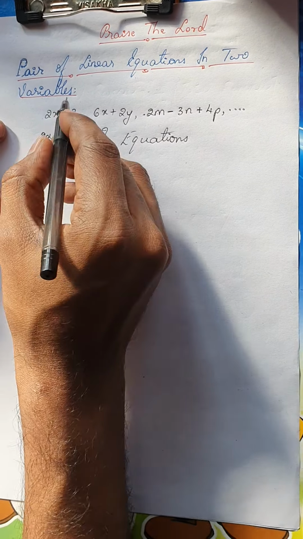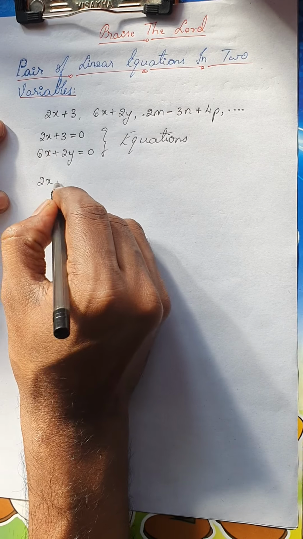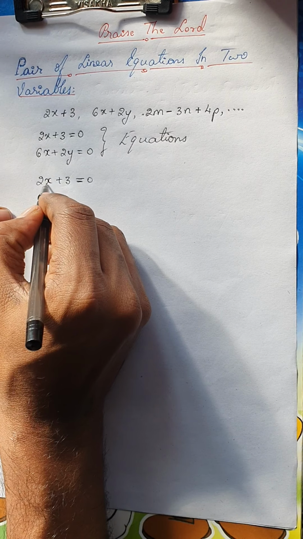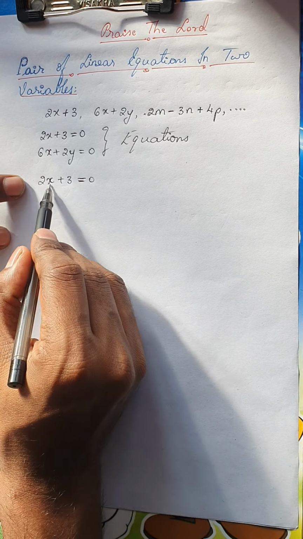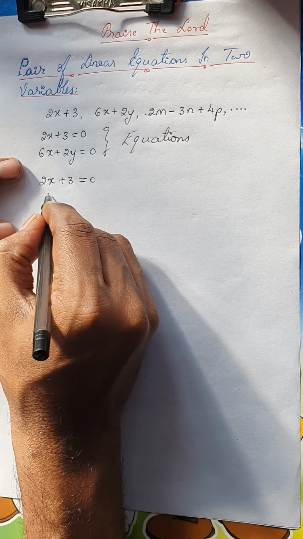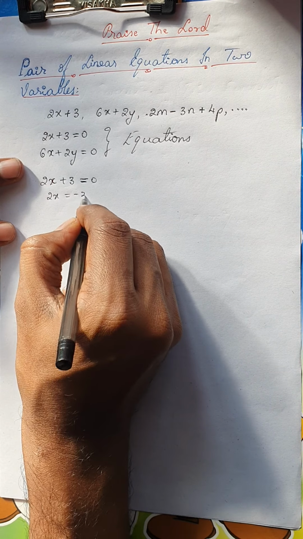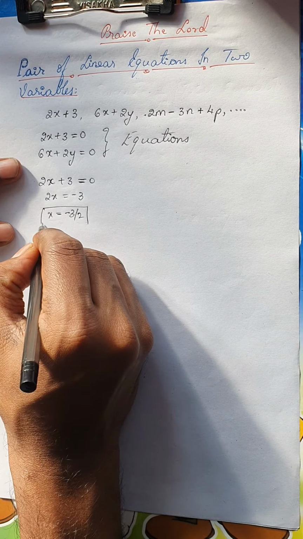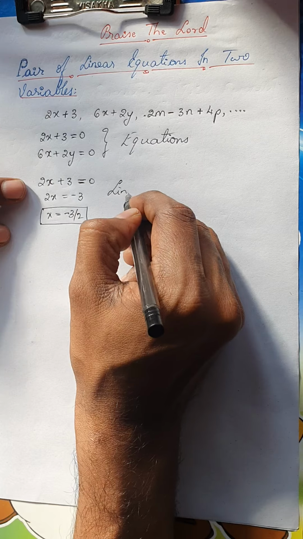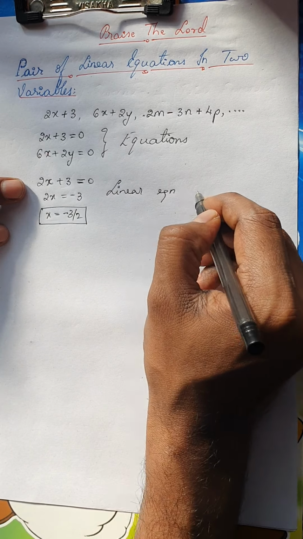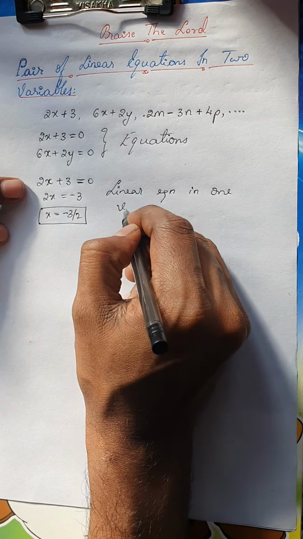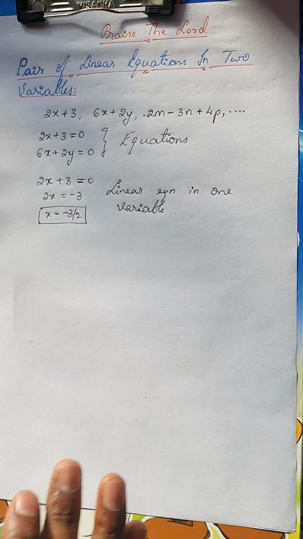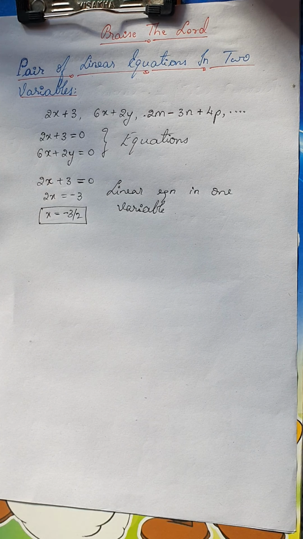So the first concept: let me consider this equation, 2x plus 3 equals 0. Here I just have one unknown, that is x. If I take 2x plus 3 equal to 0, we all know how to solve it. I'll get 2x equal to minus 3, therefore x will be minus 3 by 2. So this is the linear equation in one variable. The variable may be x or y or m or whatever it is.